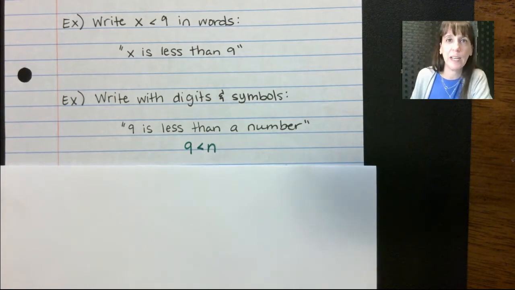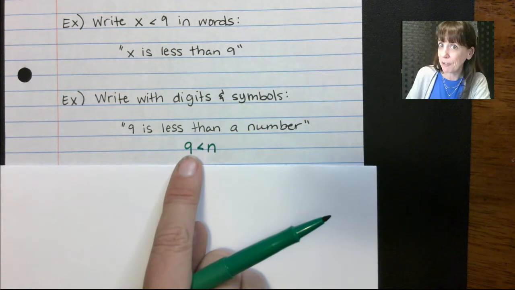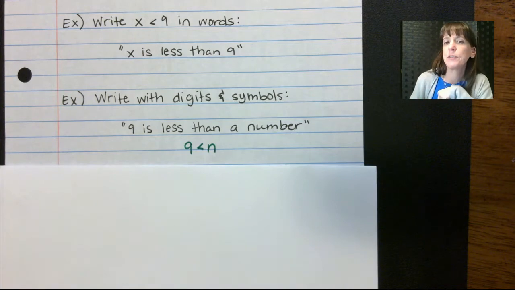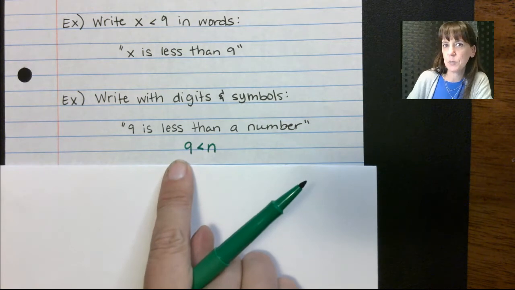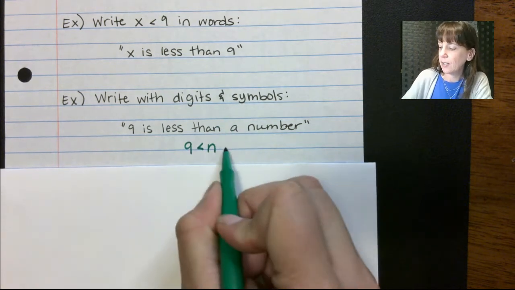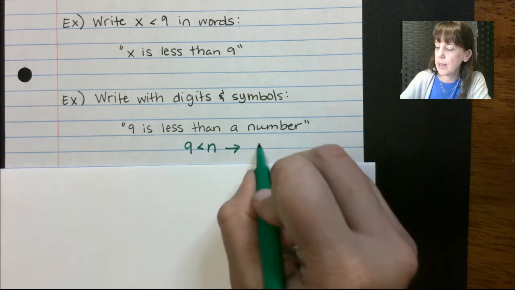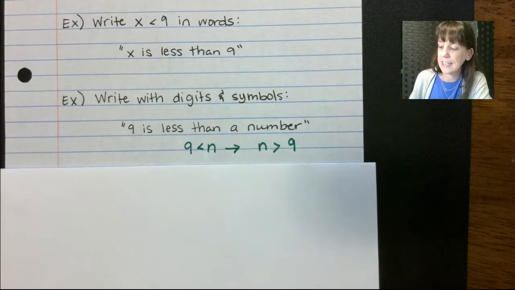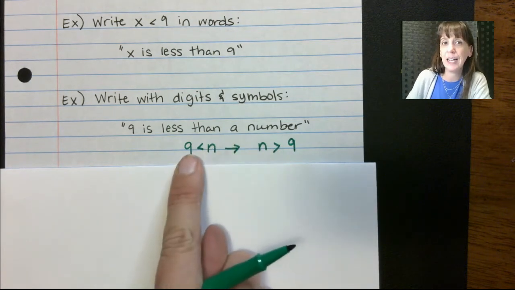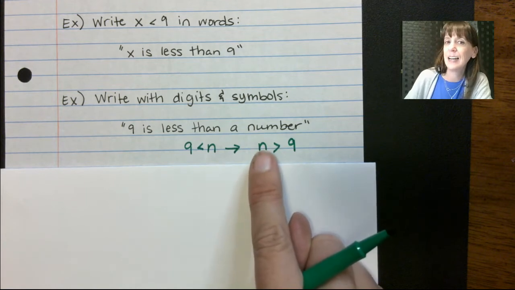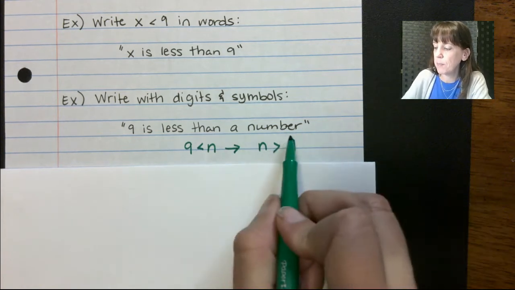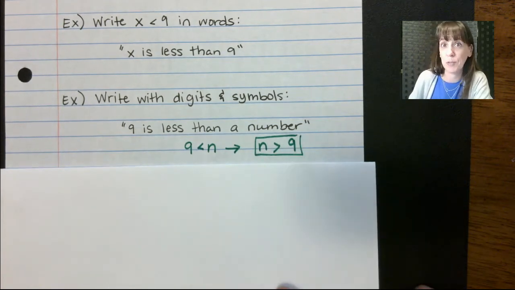Now this is a good time to point out that this is correctly written. However, it is more correct, if you have a variable, to switch it around so your variable is on the other side. This will come in handy when we go to graph these later. In order for us to switch this around, we want to put our n in front of the 9, and you'll see that the alligator is opening to the n here, so we're going to open it to the n here. You notice that I had to flip my sign around. So 9 is less than a number is the same as a number is greater than 9. And this would be a more accurate way of writing it. Like I said, it'll help when we go to graph those.